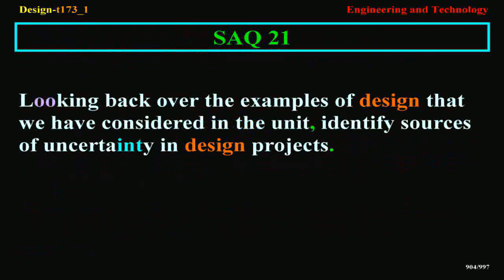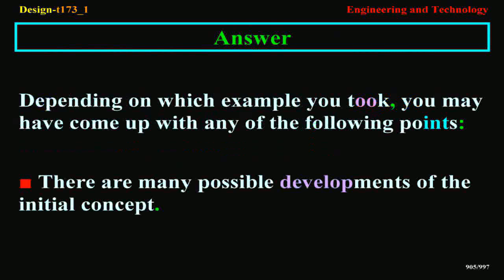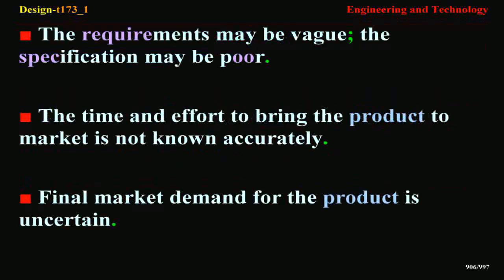SAQ 21. Looking back over the examples of design that we have considered in the unit, identify sources of uncertainty in design projects. Answer. Depending on which example you took, you may have come up with any of the following points. There are many possible developments of the initial concept. The requirements may be vague. The specification may be poor. The time and effort to bring the product to market is not known accurately. Final market demand for the product is uncertain.